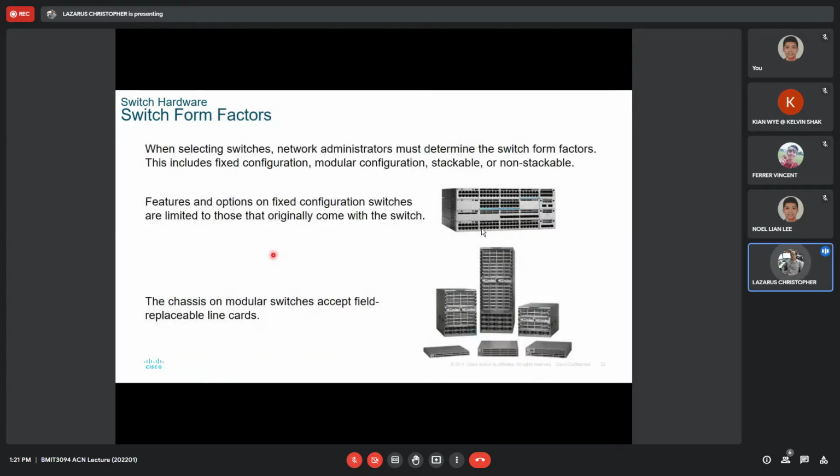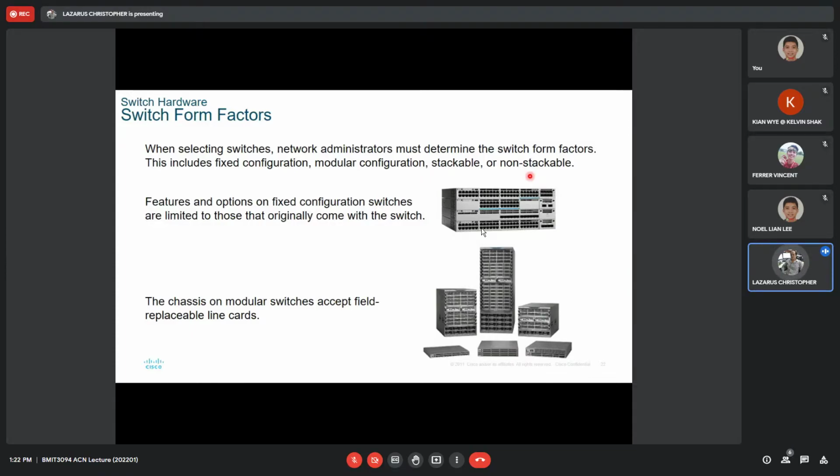Right, so form factors, basically the size and the configuration in physical form of your switch, right? So there are many different types of switch that Cisco provides. You have fixed configuration, modular configuration. Fixed configuration means you cannot upgrade, right? Modular configuration means you can. It has a backplate that you can swap out, you can swap in, right? You can stack them, right? Some switches are stackable, some are non-stackable, right?